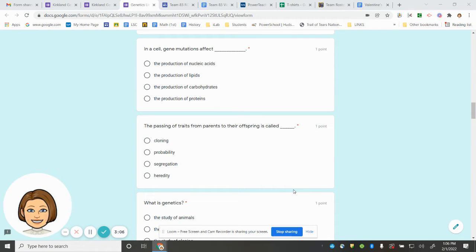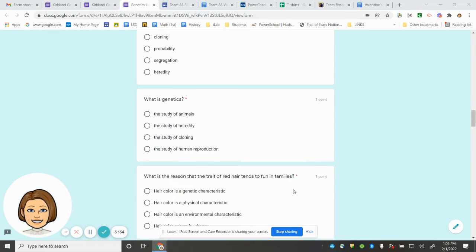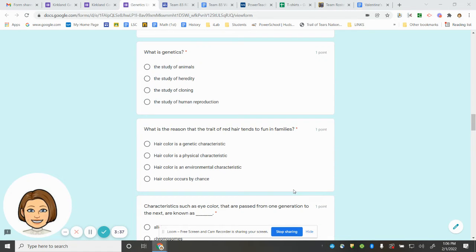Number 9. In a cell, gene mutations affect blank. The production of nucleic acids, the production of lipids, the production of carbohydrates, the production of proteins. Number 10. The passing of traits from parents to their offspring is called cloning, probability, segregation, heredity. Number 11. What is genetics? The study of animals, the study of heredity, the study of cloning, the study of human reproduction.